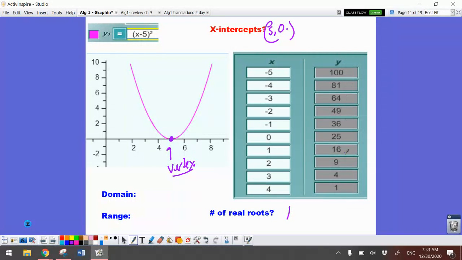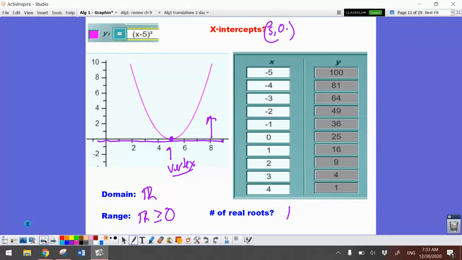So if I look at this one, I don't see where I have a vertex, but I see the numbers are going down, and then I'm going to assume that they could be coming back up because this does swing back around. So my domain is still real numbers. And what happens on this one is I know that I'm going up above the x-axis. Real numbers greater than or equal to 0 would be my range.